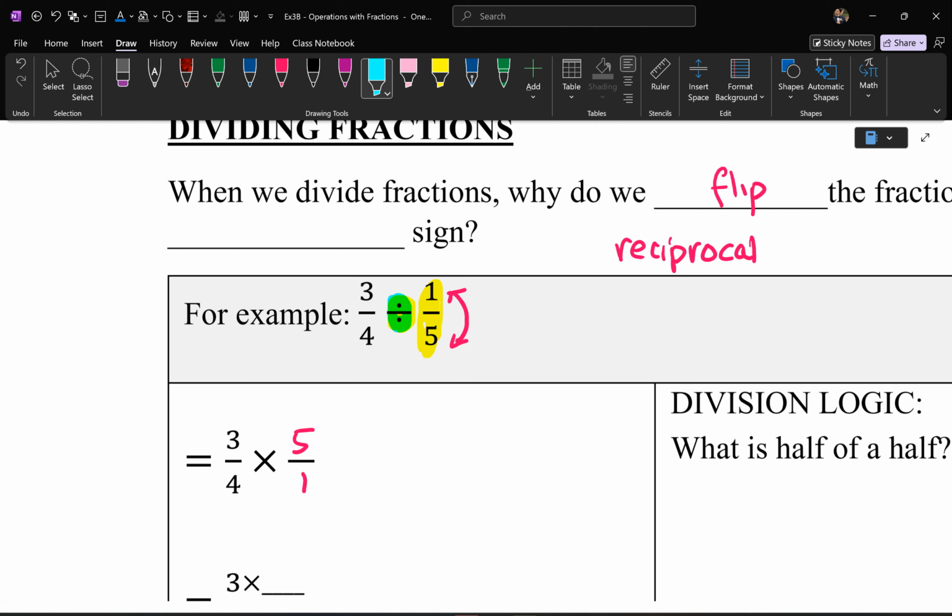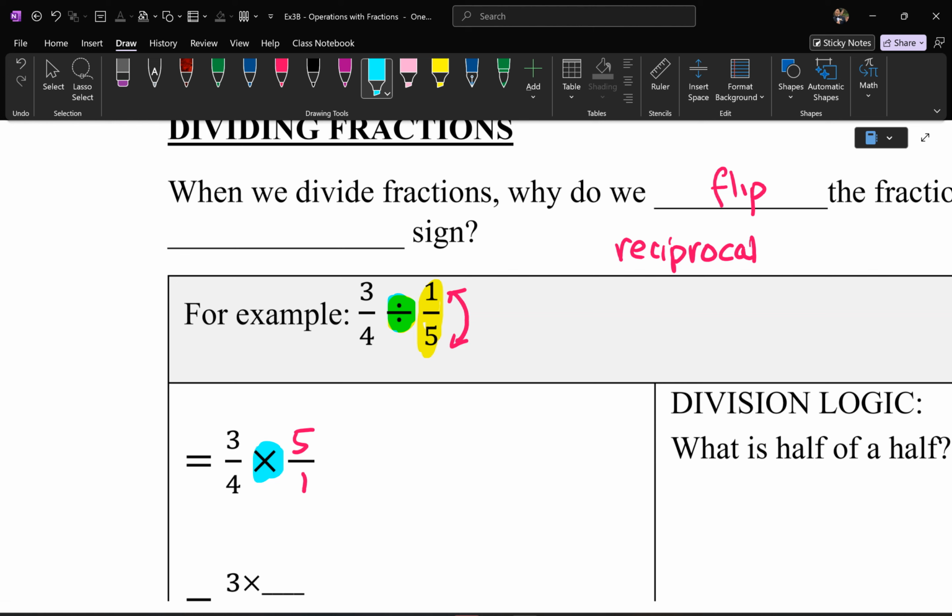And see that division sign? That division sign now becomes times. I'll tell you why next time. I'll explain why next time. But right now, I'm just trying to get you to memorize the technique. When you're dividing, you flip. Always flip the one that's after the division sign.